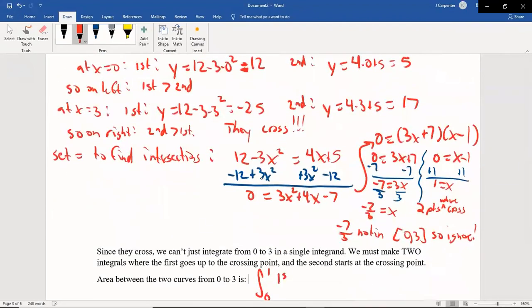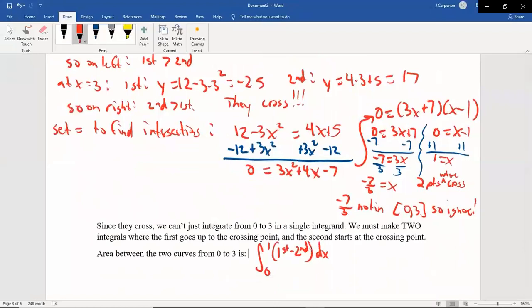This is kind of poorly written, again, because I intentionally did not write them as f and g's. If you did, it would be f of x minus g of x. So this would be the area up to the first crossing point. Then you add the area from the crossing point until where you're ending.